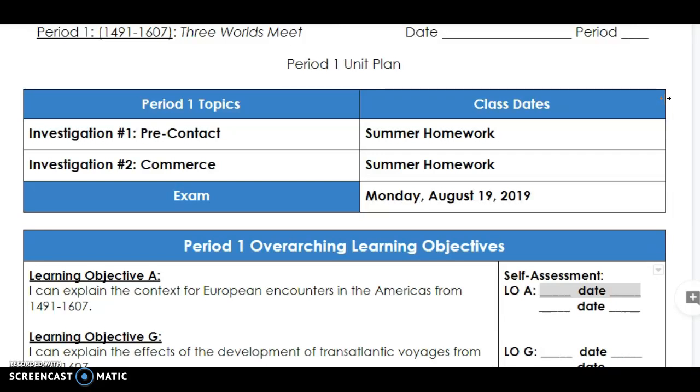2019. So every time we start a new unit, you will know when your unit test is, and you will know what we're doing, what the outline is for each of the sections or investigations in the unit. Just as a reminder though, on Friday, the second day of school, you will have a chapter 1 test based on the information you read in chapter 1 of your textbook, just to make sure you did a thorough job on your summer homework.